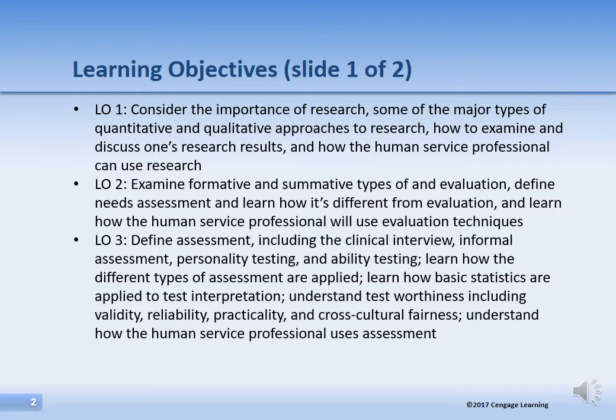Learning objective 3 is to define assessment, including the clinical interview, informal assessment, personality testing, and ability testing. Learn how the different types of assessment are applied, learn how basic statistics are applied to test interpretation, understand test worthiness, including validity, reliability, practicality, and cross-cultural fairness. And finally, to understand how the human service professional can use these assessments.